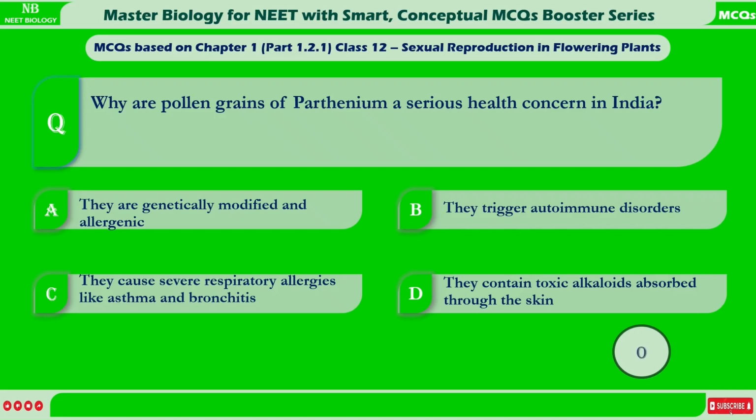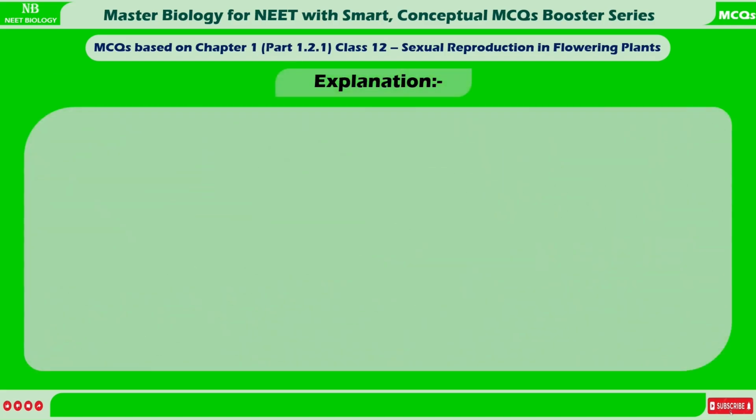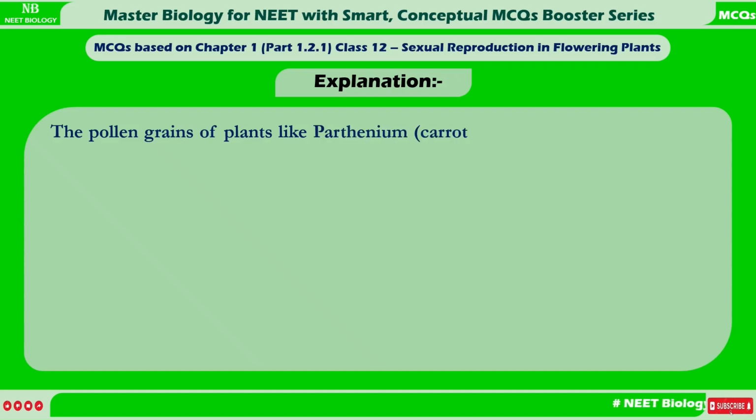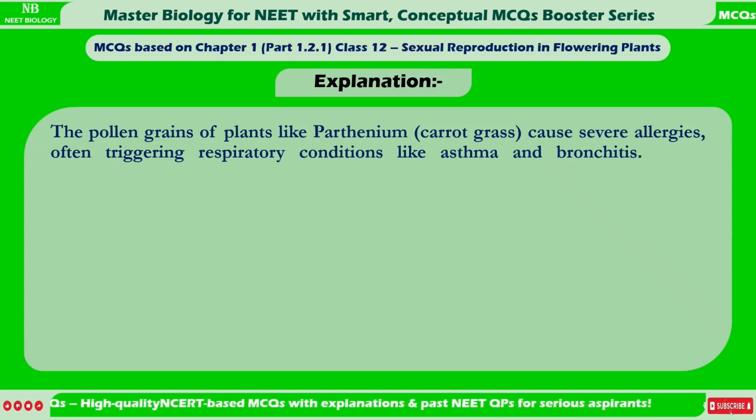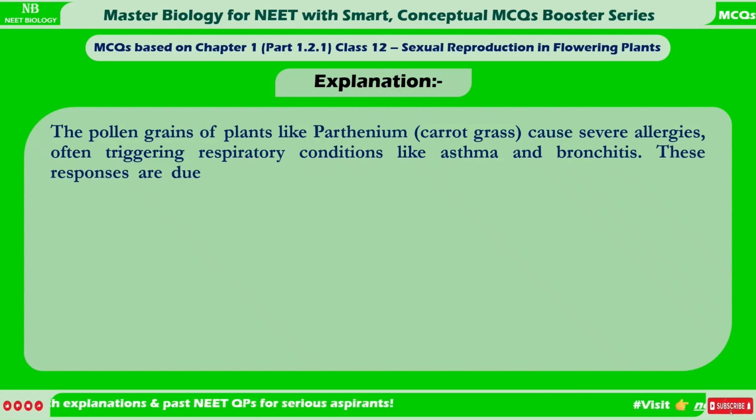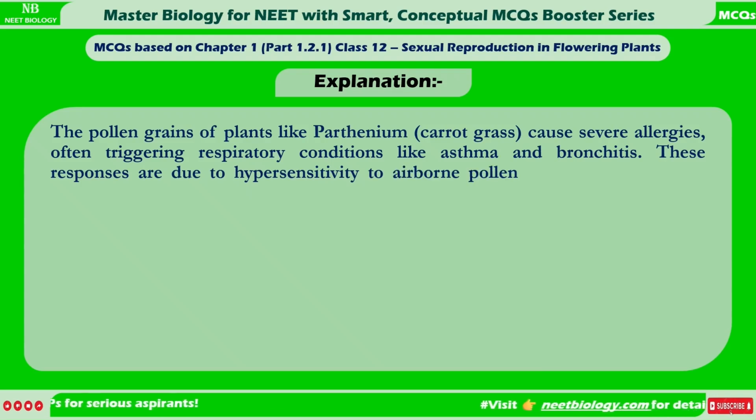Correct answer is C. They cause severe respiratory allergies like asthma and bronchitis. Explanation. The pollen grains of plants like Parthenium, carrot grass, cause severe allergies, often triggering respiratory conditions like asthma and bronchitis. These responses are due to hypersensitivity to airborne pollen proteins.